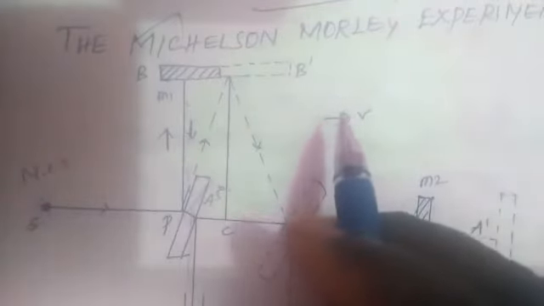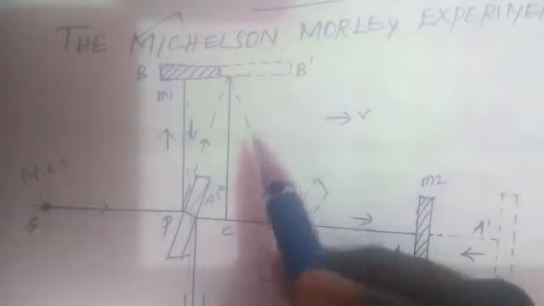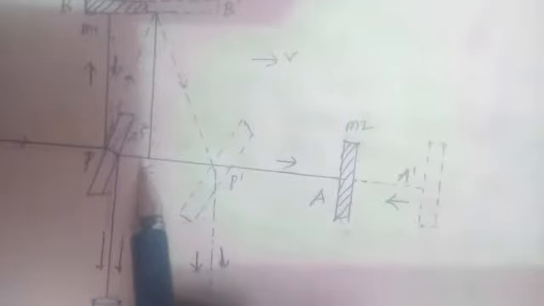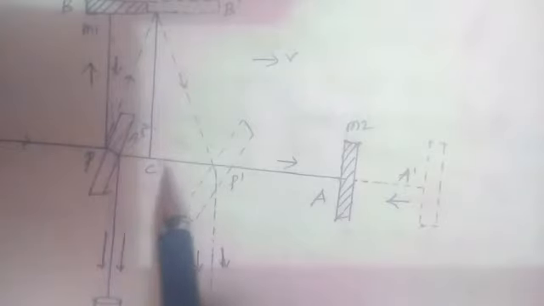The transmitted portion travels along the direction of the initial beam and falls normally on mirror M2 at A.